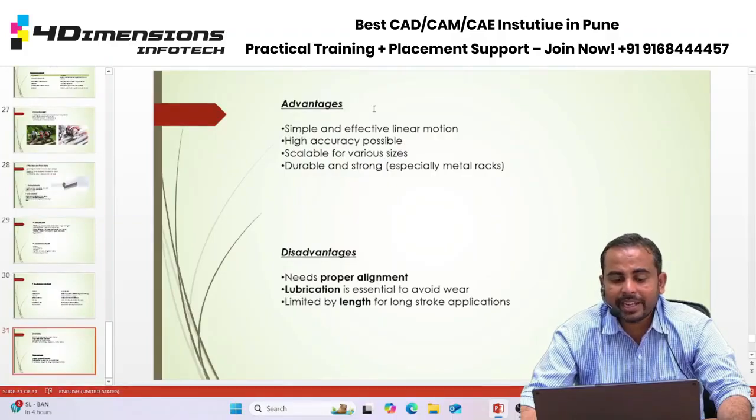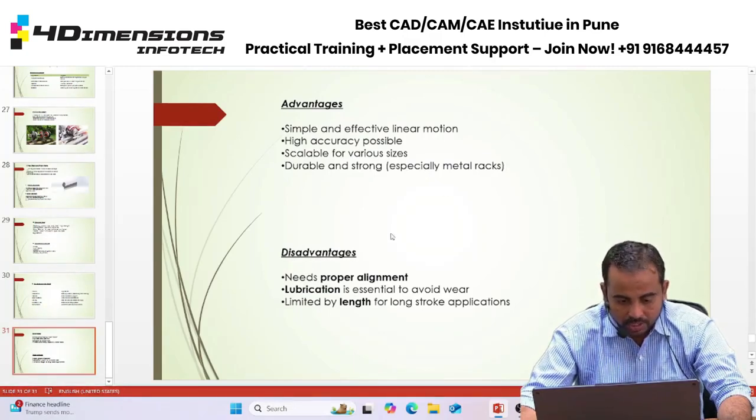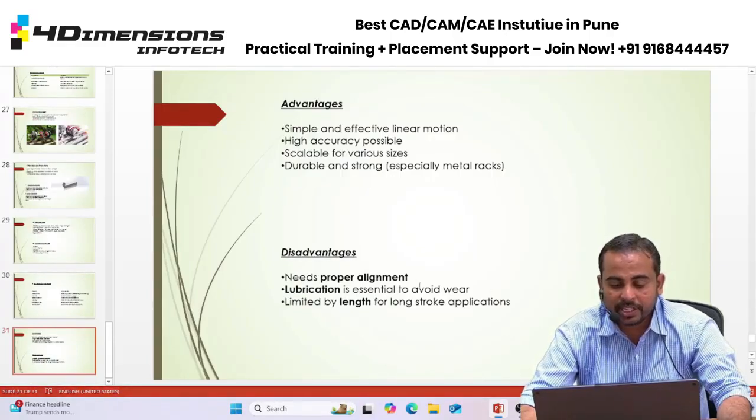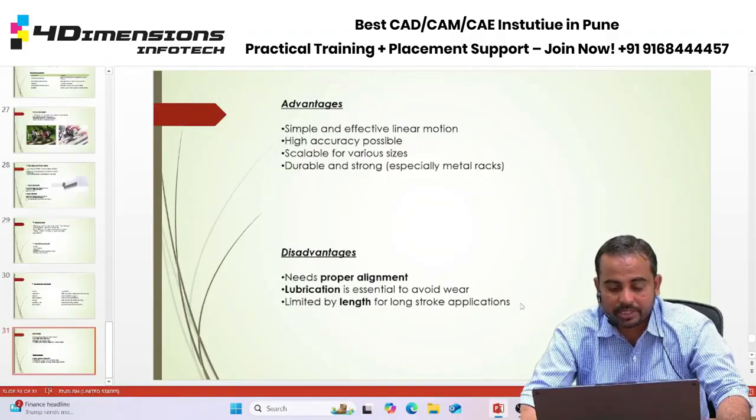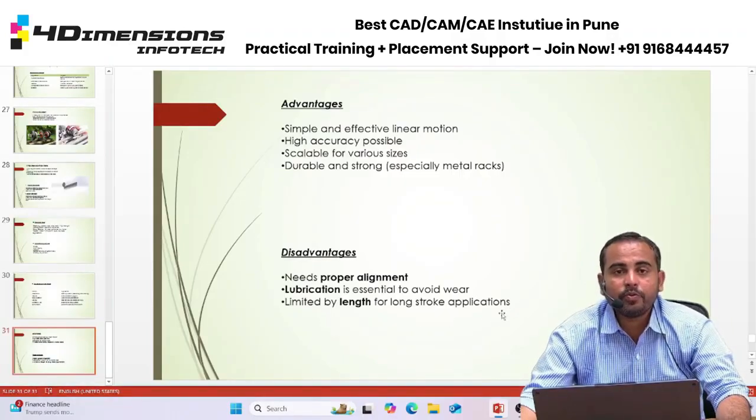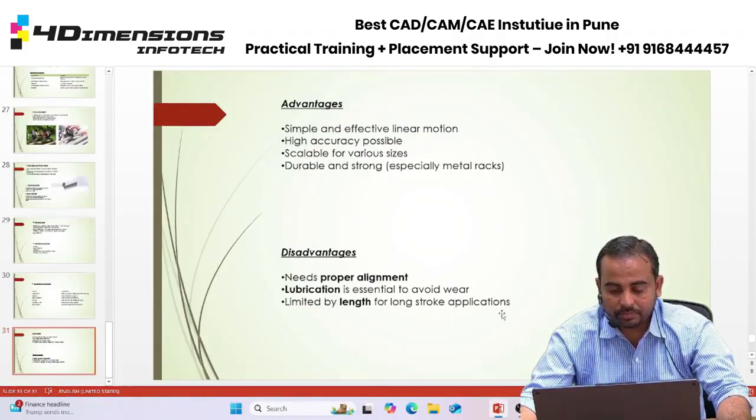Now the advantages of the rack and pinion arrangement are that they are simple and effective in linear motion, high accuracy is possible, and they are scalable for various sizes. They are much more durable as well as strong, especially metal racks. Talking about disadvantages, it needs proper alignment. Lubrication is essential to avoid wear, means lubrication is compulsory here. The last disadvantage is that they are limited by length for long stroke applications, means the length is limited if you are going to use them for long stroke applications.